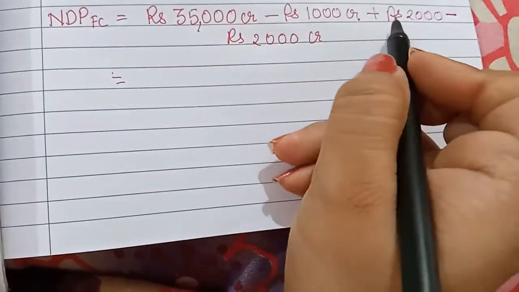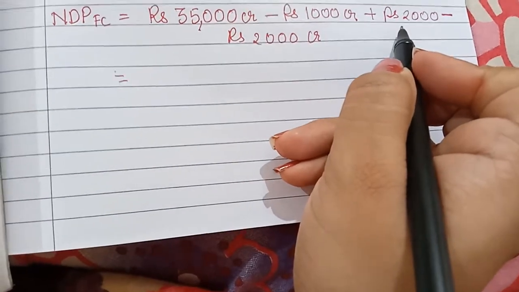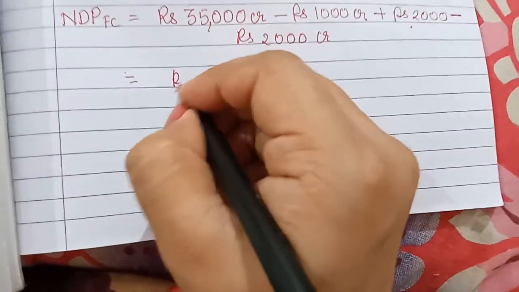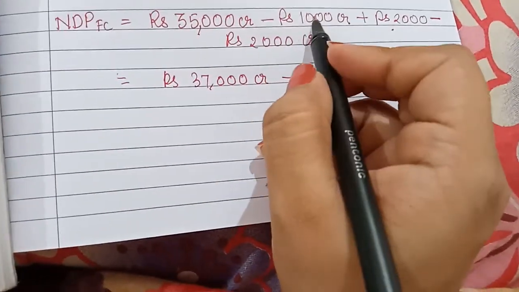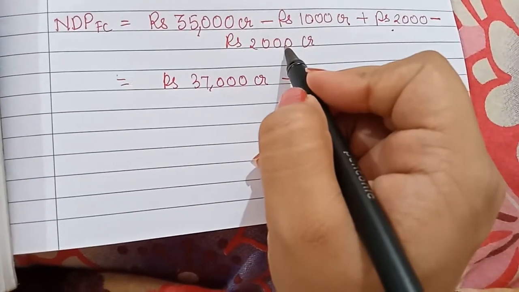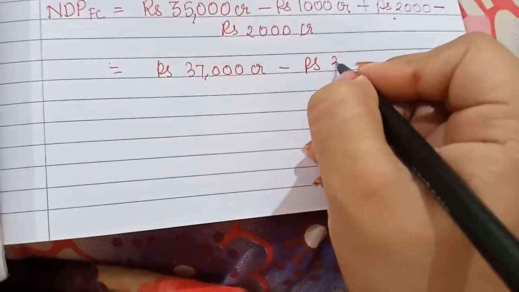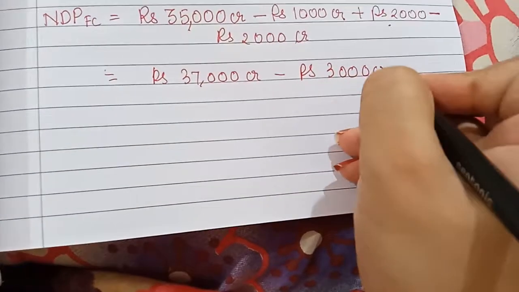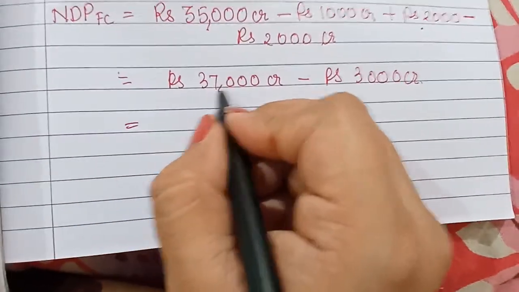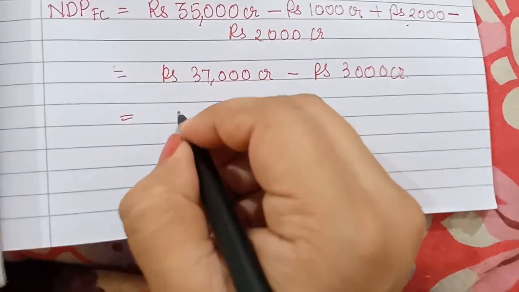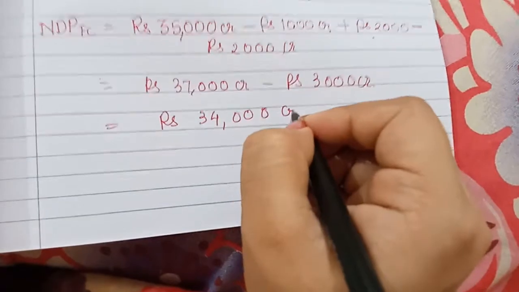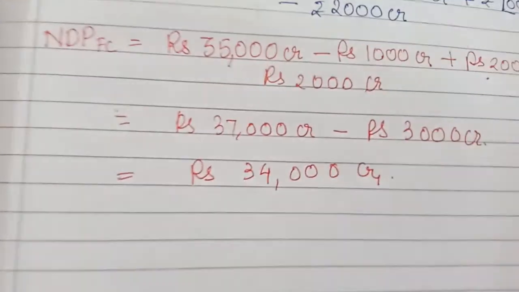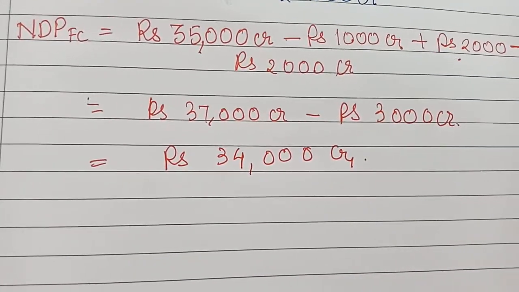So let us calculate over here. Rupees 35,000 plus rupees 2,000 will give us rupees 37,000 crore. Minus 1,000 and minus 2,000 will give us minus rupees 3,000 crore, isn't it? And rupees 37,000 crore minus rupees 3,000 crore will give you rupees 34,000 crore. So here we calculated NDP-FC, net domestic product at factor cost.